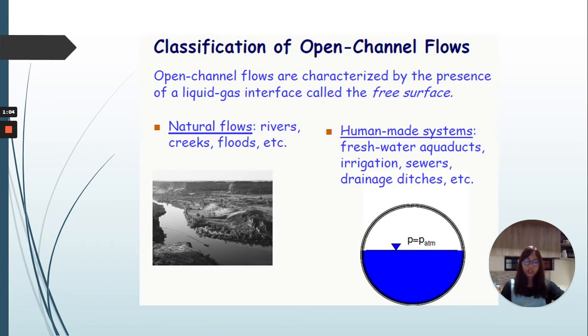And there are classifications of open channel flows. Open channel flows are characterized by a presence of a liquid gas interface called the free surface. And the first classification of open channel flow is natural flows. And this includes rivers, creeks, floods, and others. And the second one is the human-made systems. And this includes freshwater aqueducts, irrigations, sewers, drainage ditches, and others.